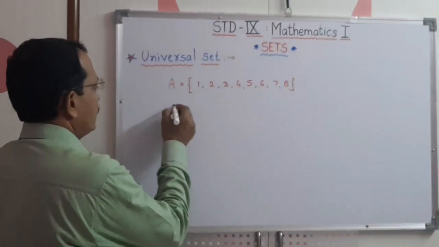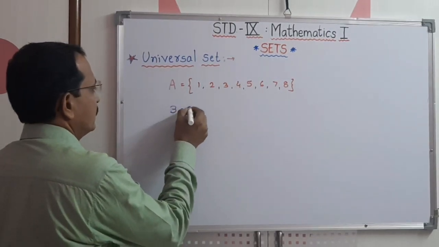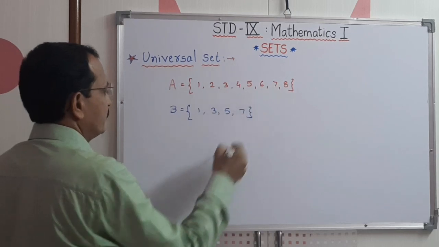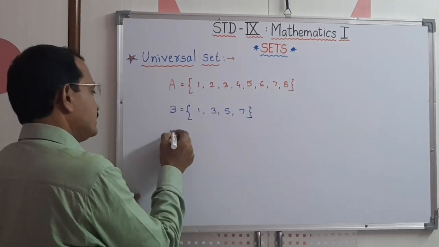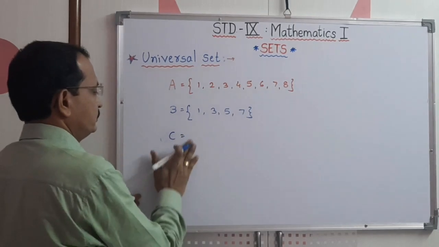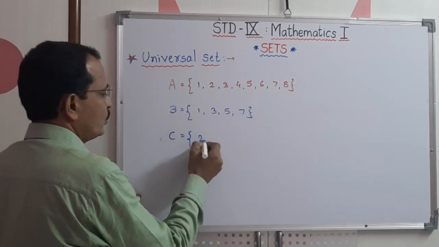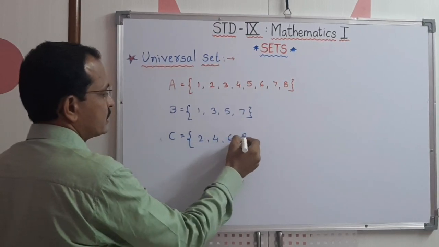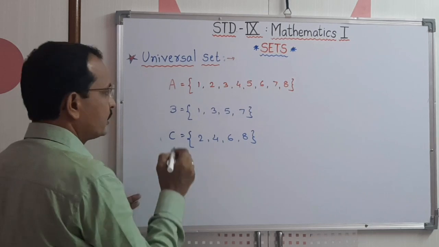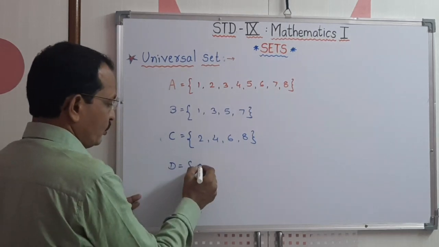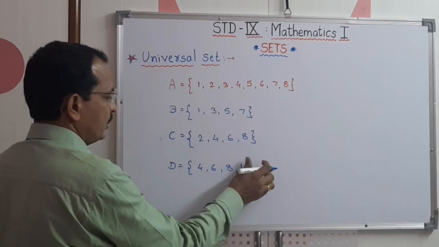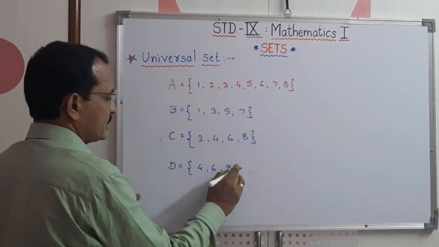Now I write here set B. It contains 1, 3, 5, 7. Set C contains 2, 4, 6, 8. Set D contains 4, 6, 8, 10, not 10, 4, 6 and 8.